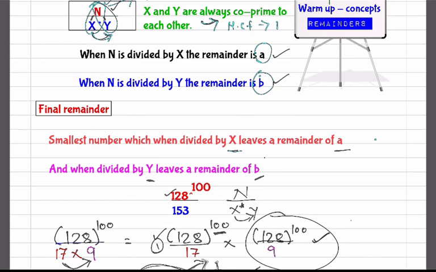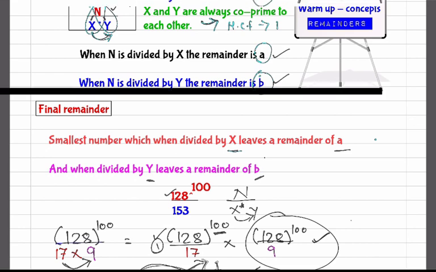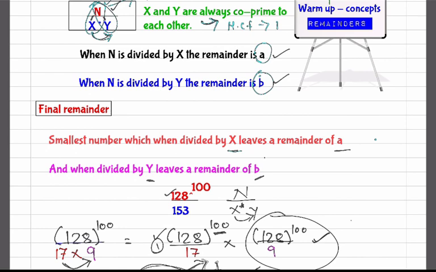Now how did I find out this remainder? I applied Fermat's theorem. Finally I got the remainder for this as 16. Okay, the first part. So the first part I write as 128 raised to 100 divided by 17 into 9. For the first part I got my remainder as 16. For the first part I have a remainder of 16.